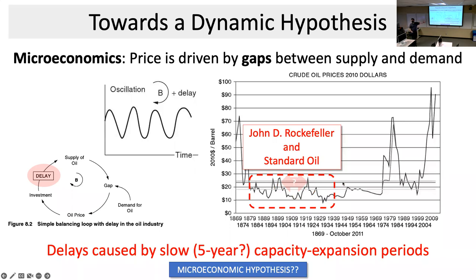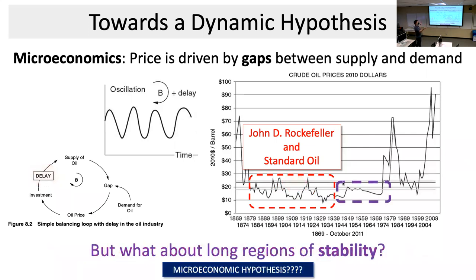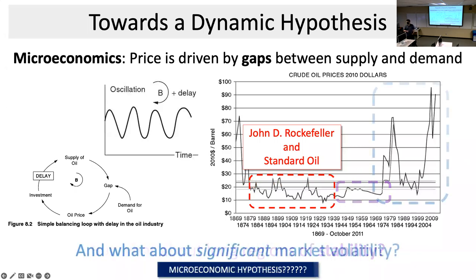So maybe I've explained this part, and that's great, but my goal is to explain more than just that part. I can see here that there are these long regions of stability. Well, if these oscillations are fundamental to just the time it takes to invest in getting more oil, then I should keep seeing the oscillations here. So that suggests this isn't really the whole story of what's going on here, certainly not what's going on here. On top of that, there are more parts of this graph, like this one, that don't look at all like what I'm expecting over here.